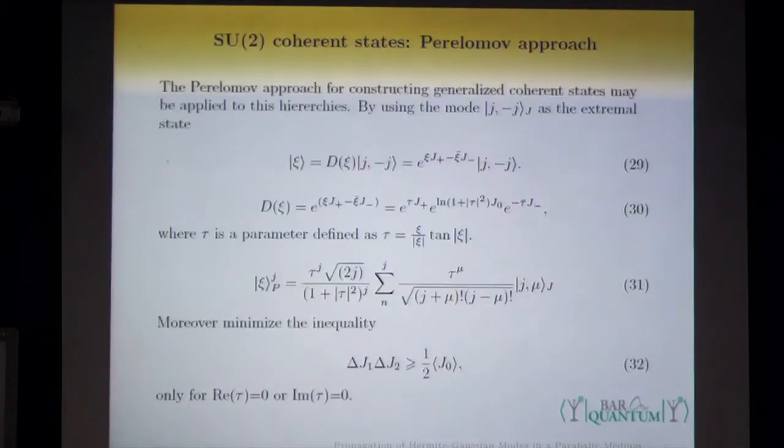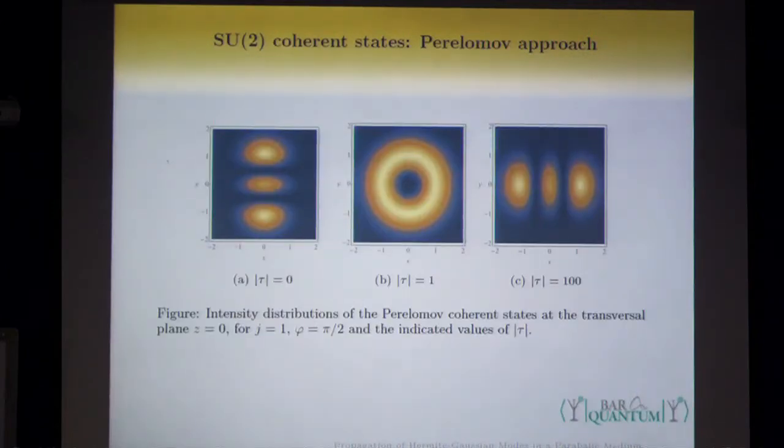For that, we can construct other coherent states in this algebra SU2 using the parabolic approach, and they are defined in this way. So the coherent state is defined in this way. Again, I show here that this coherent state satisfies this inequality, where these operators are defined in terms of the G plus and G minus.